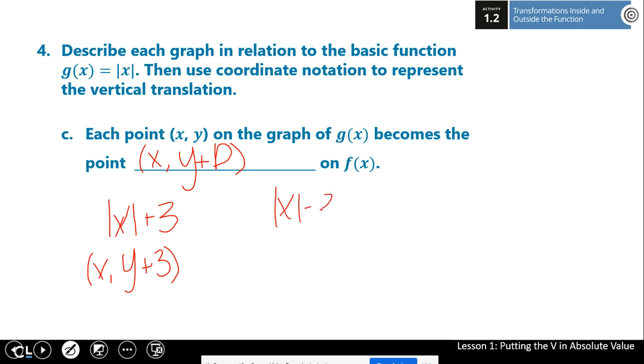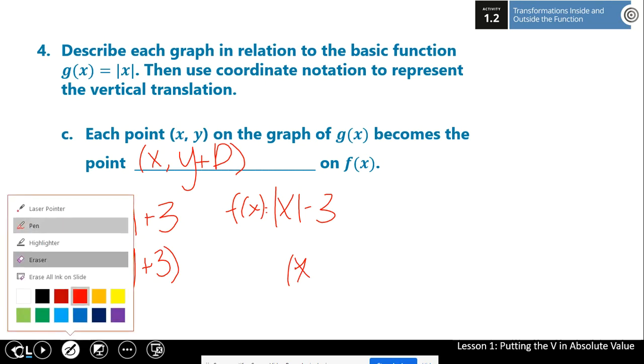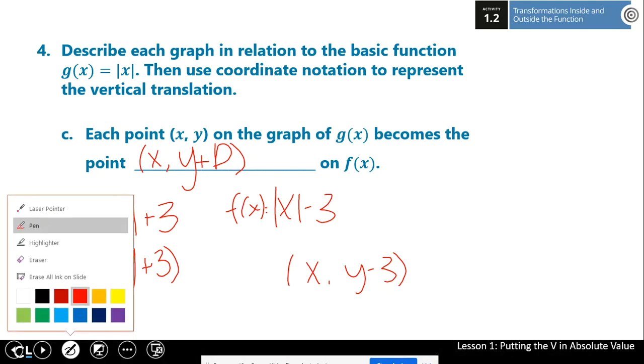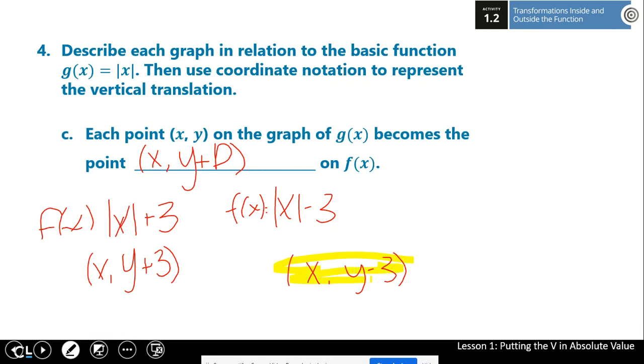For our x minus 3, which I don't remember which ones they were, we're going to just call them f of x for right now. These points were x, y minus 3 because they went down 3 units. And if this was your homework question, this right here is what I would want your answer to be. It'd be one of these. But your homework question has a little bit more to it.